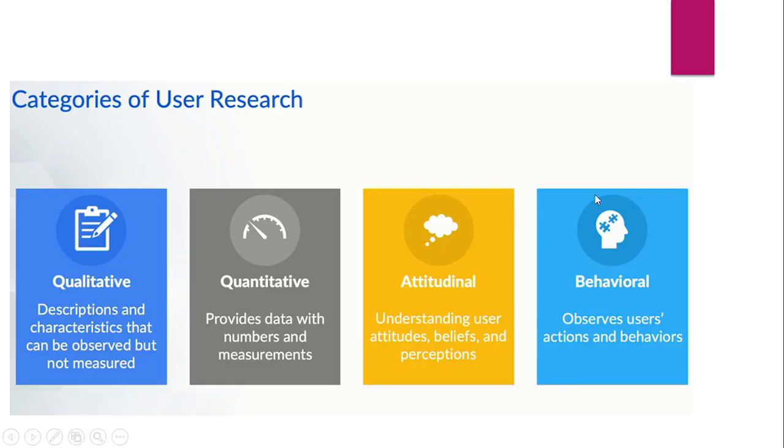Here, what are the categories of user research? One is called qualitative, another is called quantitative, the next is called attitudinal, and another is called behavioral. Qualitative means it is based upon description and characteristics. For example, in your family you have 5 members in your home. So based upon their opinion, you are going to choose your higher study. That is called qualitative.